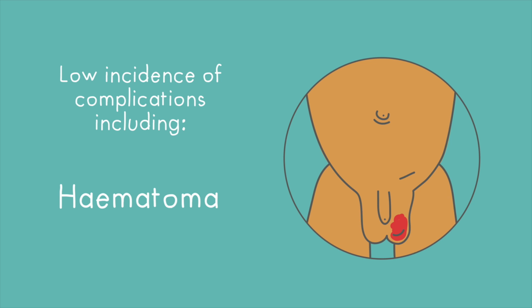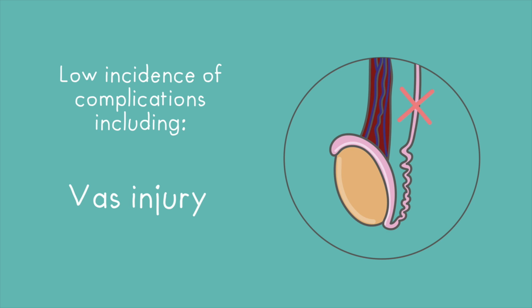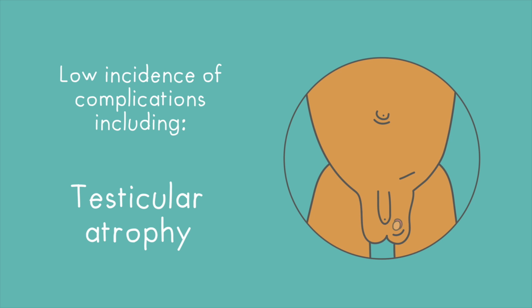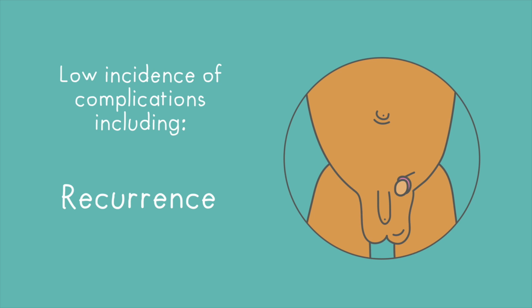Minor risks include pain and scarring, whilst major risks include bleeding, wound infection, injury to the vas, testicular atrophy, and recurrence of the undescended testes. Always remember to counsel parents that the risks of surgery are less than the lifetime risk of injury to the testes if no intervention is taken, and thus surgical intervention is warranted.